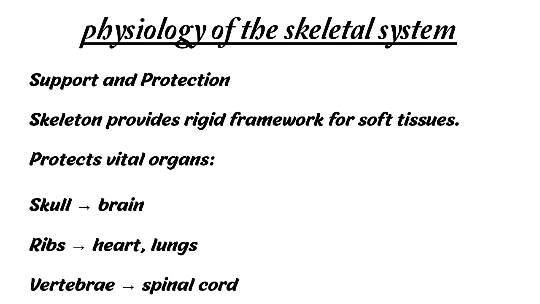Number two is protection. Many bones protect vital organs, as we have talked about before. The skull protects the brain, the vertebrae protect the spinal cord, the rib cage protects vital organs like the heart and the lungs, and then the pelvis protects reproductive organs and part of the digestive tract.